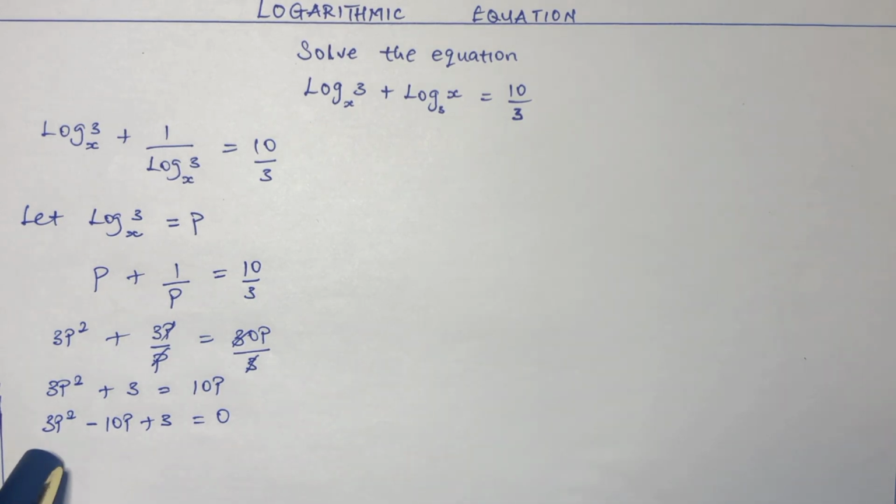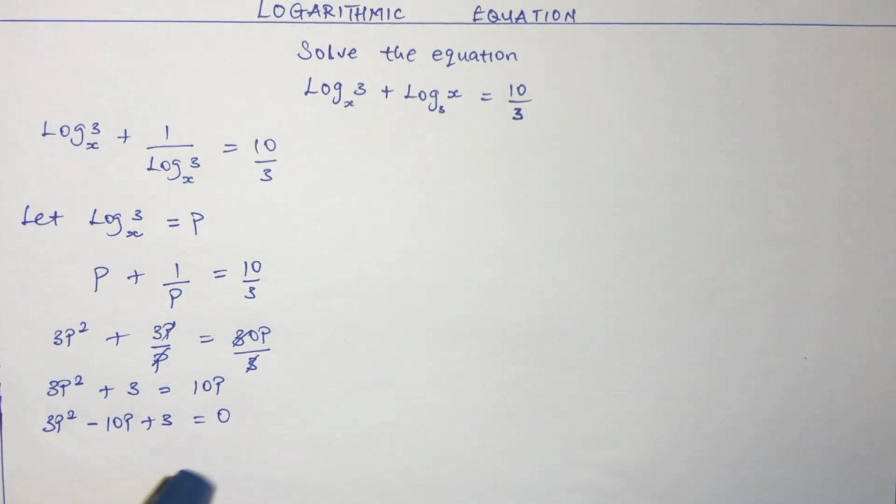Recall that the product of 3 and 3 here is 9. So we're going to look for two numbers that upon addition will give us negative 10, but upon multiplication will give us positive 9. So those two numbers are negative 9 and negative 1. When we add negative 9 and negative 1, we have negative 10. And then when we multiply negative 1 and negative 9, we have positive 9.